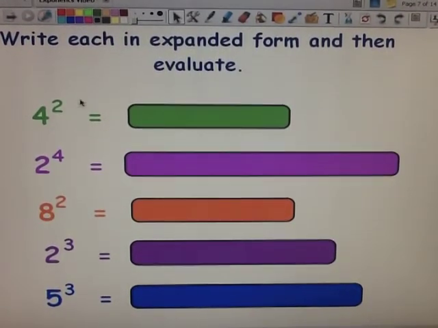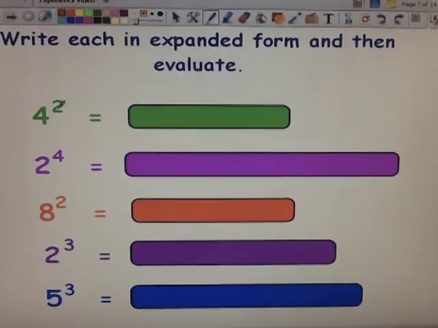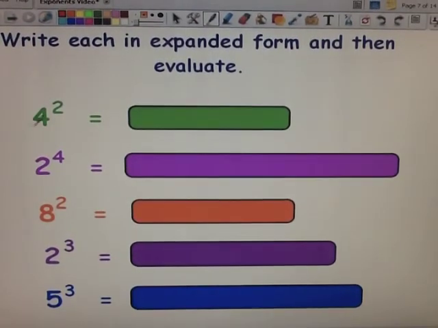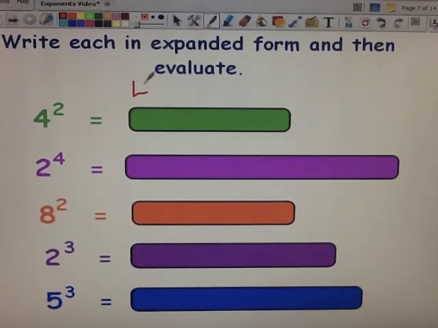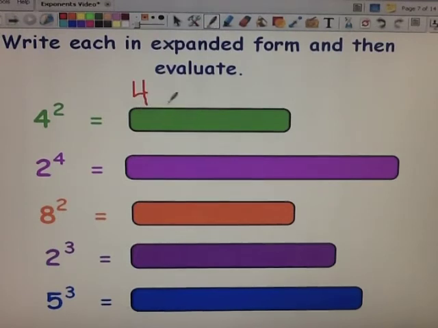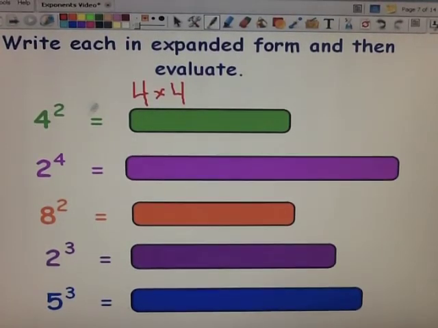So we have 4 squared, or 4 to the 2nd power. Our base is the 4. That means that is the factor that's being repeated. And the exponent, which is the 2, tells us how many times it repeats. It repeats 2 times. So I write 2 4s, and then the operation that goes in between them is multiplication. So 4 squared, or 4 to the 2nd power, equals 4 times 4.